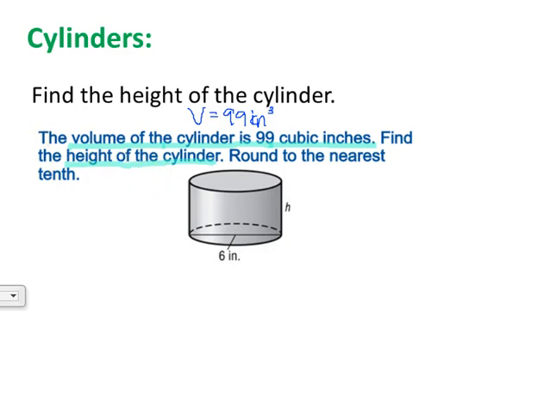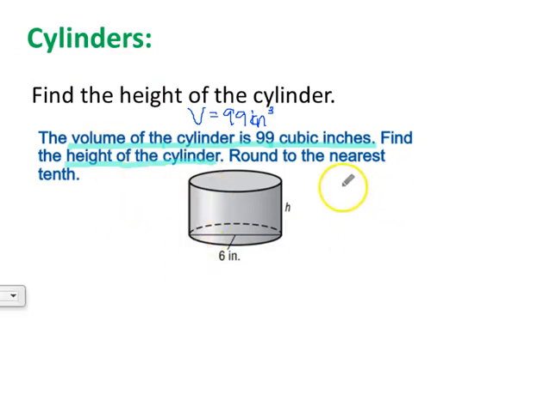So look at the picture. What other information are we given in this picture? I see 6 inches is representing something. What is that 6 inches representing? It's representing the distance from here to here on the base of our cylinder. The distance across a circle is the diameter. So we're also given the diameter.